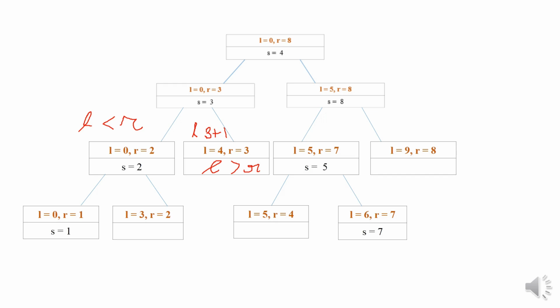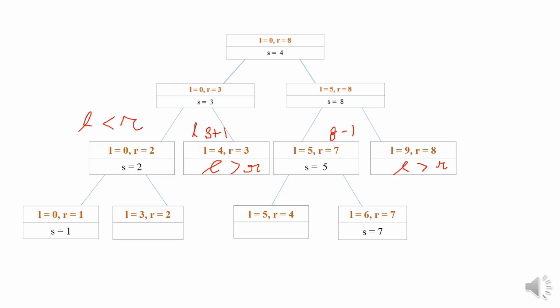So, going to the other side, l is equal to 5 and r is equal to s minus 1, that is 8 minus 1. So, we have the value 7. So, we have obtained the partition at s equal to 5. In this case, l has become greater than r. So, we do not have to call the quicksort once again.